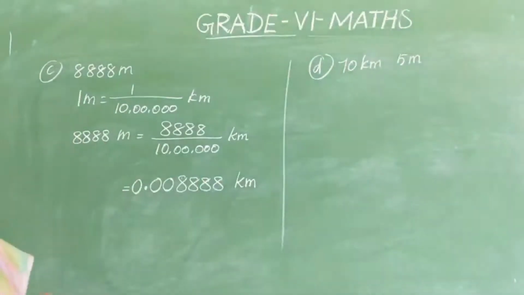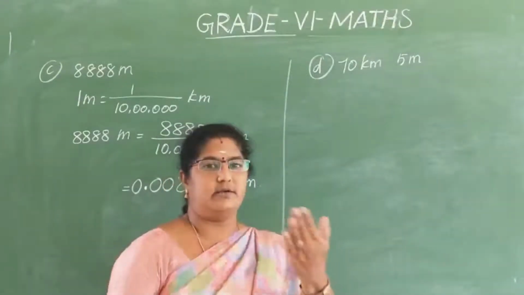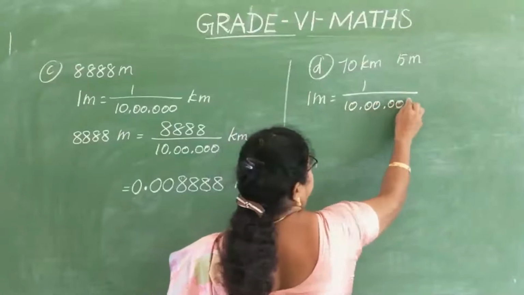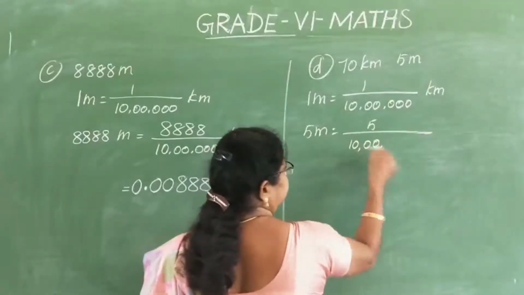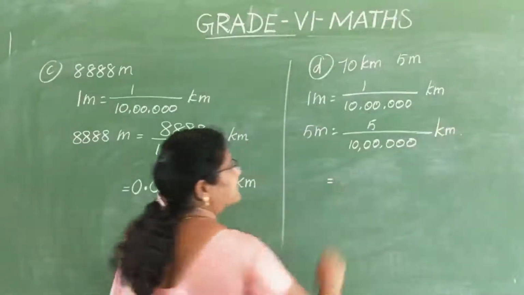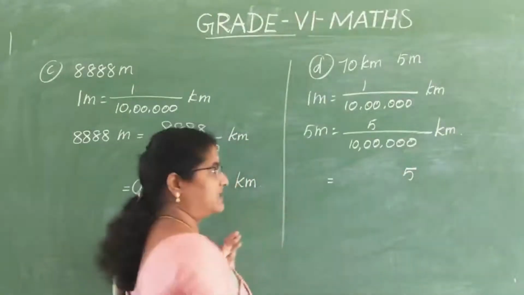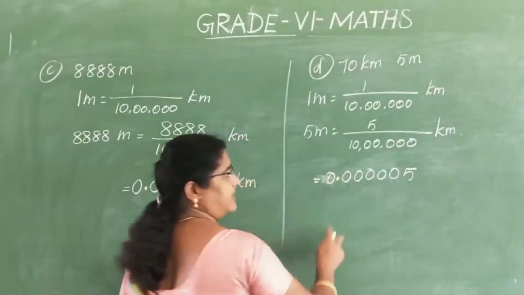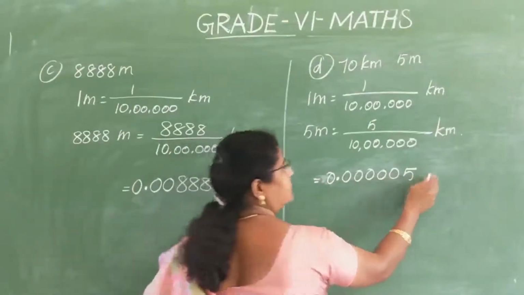Likewise, the next question, 70 kilometer, 5 meter. The kilometer is already given, we need not change it. Convert 5 meter into kilometer. So, know that 1 meter equal to 1 by 10 lakh kilometer. So, 5 meter equal to 5 by 10 lakh kilometer. Now write in the decimal form. This 5, we give the point before 6 digits. 1, 2, 3, 4, 5, 6, point. So 0.000005 kilometer.